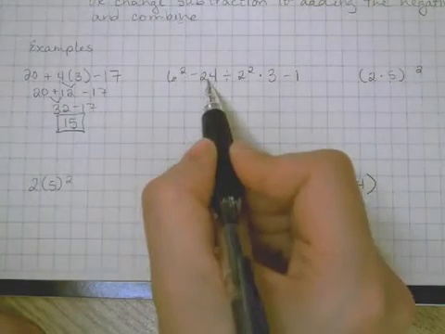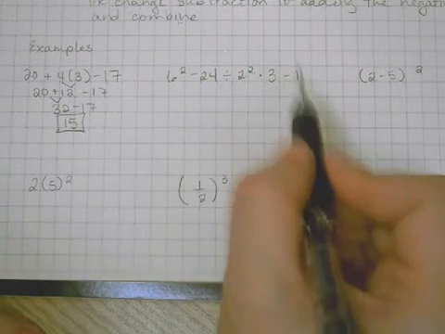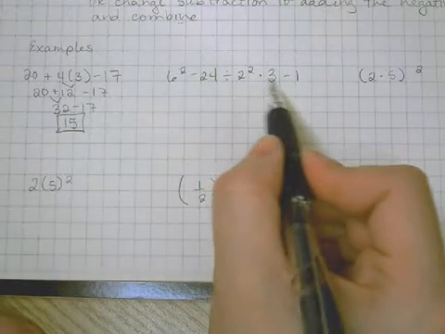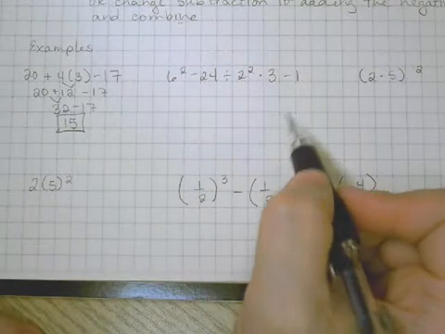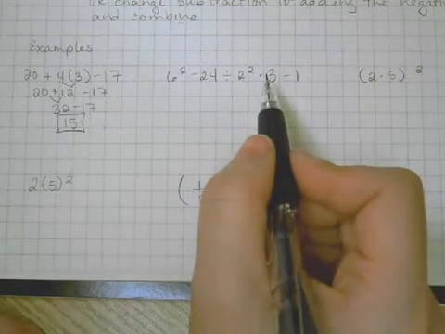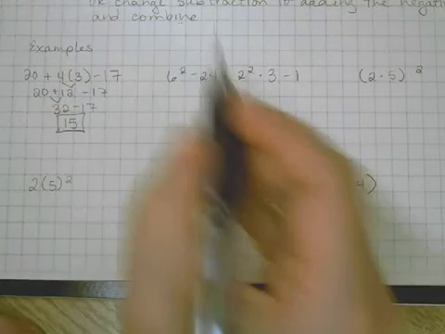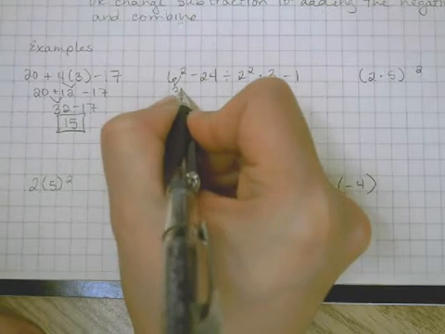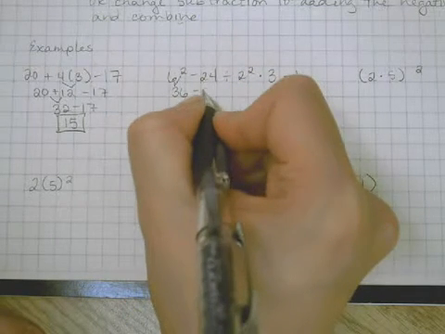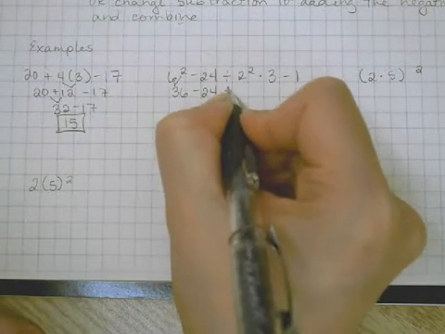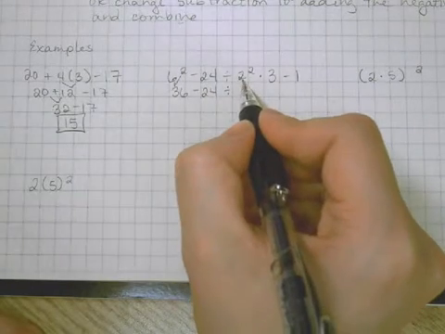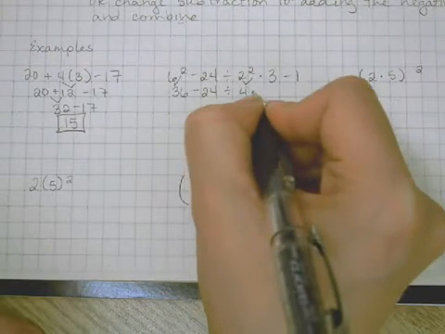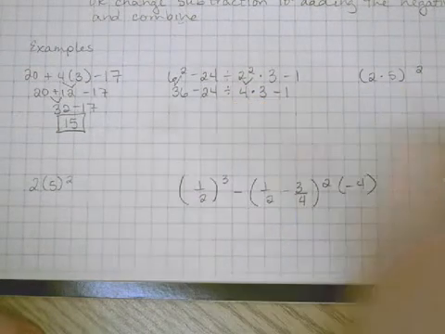6 squared minus 24 divided by 2 squared times 3 minus 1. When I say squared, I mean to the second power. I don't have any parentheses or grouping symbols, so I'm going to move on to exponents. So 6 squared, 6 times 6 gives me 36. I'm going to drop down the minus 24 divided by, and then I'm going to do my 2 squared, which is 2 times 2, which is 4. Drop down the times 3 and the minus 1.